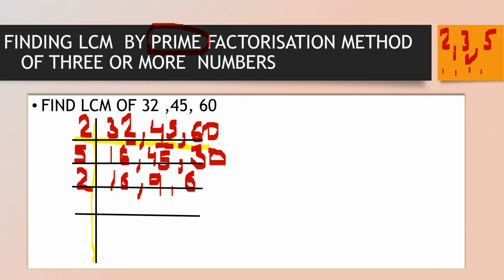Clear, children? And why I'm taking 2 here? Because I can clearly see there is one even number here 16 and one even number here 6. So let's take 2 here and see what happens. So 2, how many are 16? 2 8s are 16. Very good. 2 table is easy. Everyone remembers that.